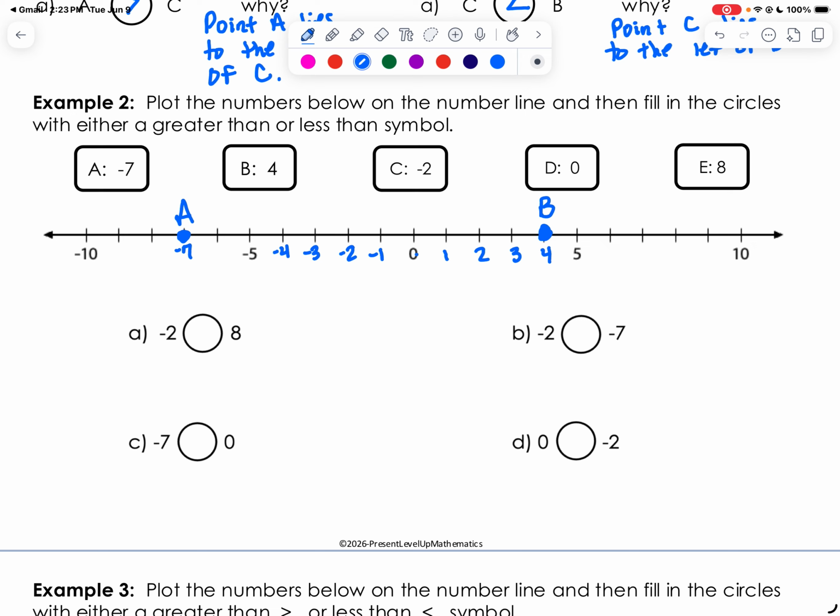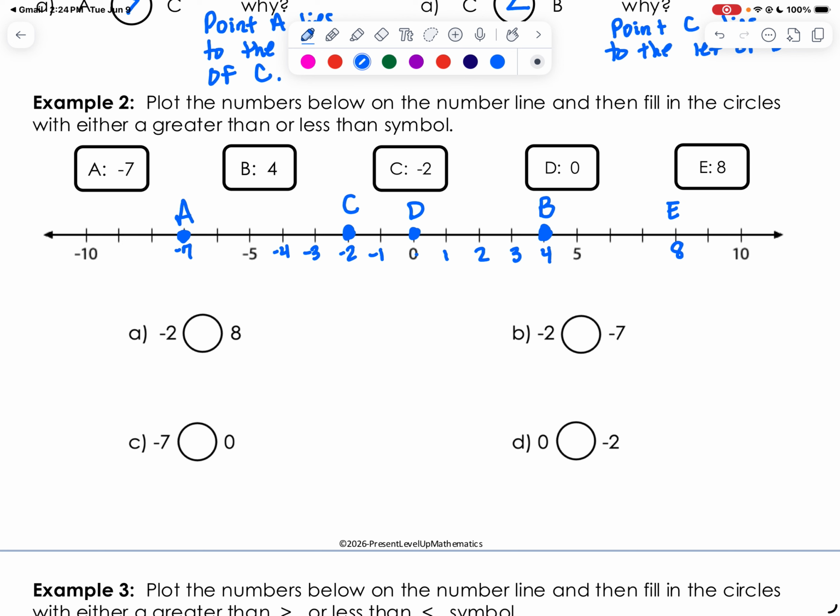Our next point they want us to plot is -2. So that would go right here. I'll put a C there. And 0 would go right here. That was point D. And point E is +8. So I'm going to go to the 5 and then count over 6, 7, 8. So here's E, and I'll put an 8 right there. All right.